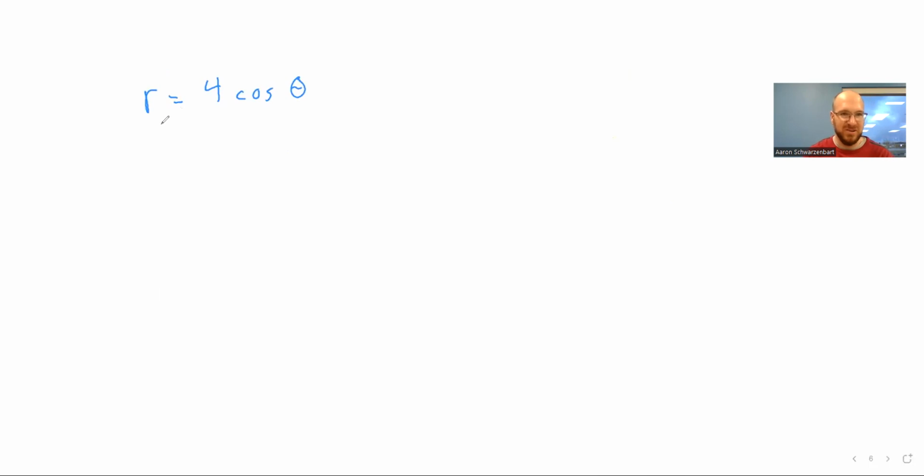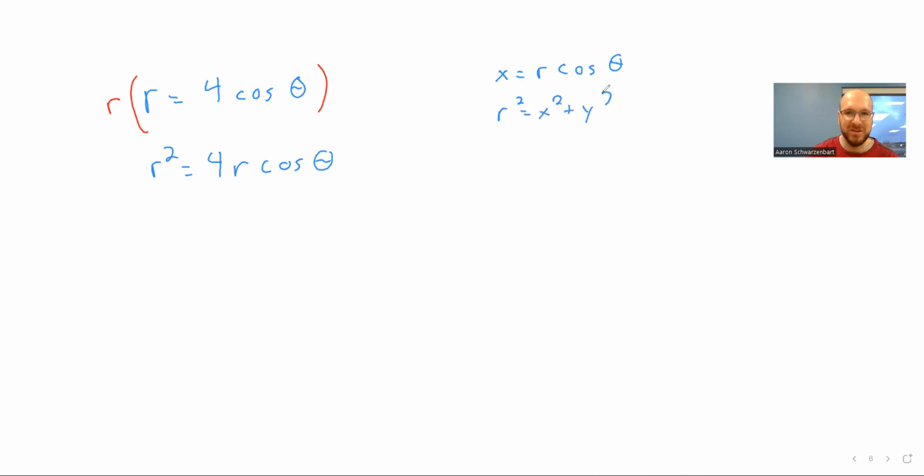So I do not have a nice thing to convert r to x or y. I want to make it r squared. So in order to do that, since cosine theta is not r cosine theta, which is a thing, I'm going to go ahead and multiply by r, giving r squared on the left side of the equation and 4r cosine theta on the right. And I knew that x was equal to r cosine theta. And I knew r squared was equal to x squared plus y squared. So I have to think creatively to get to some of those things that I know. So this becomes x squared plus y squared equals 4x.